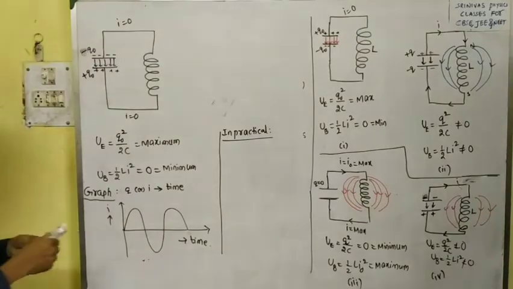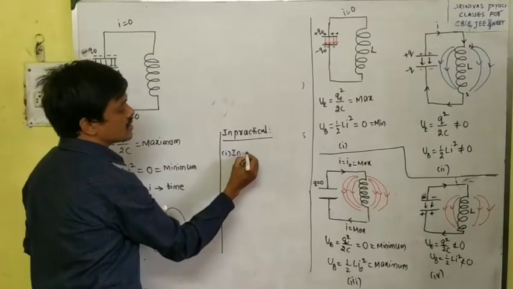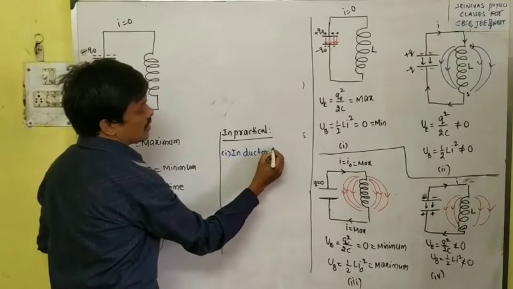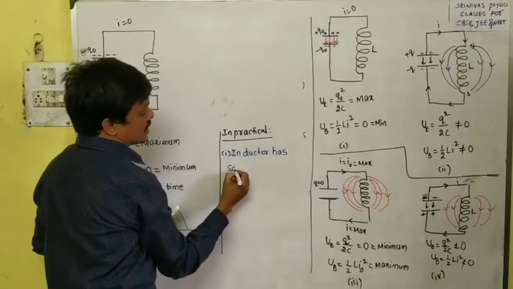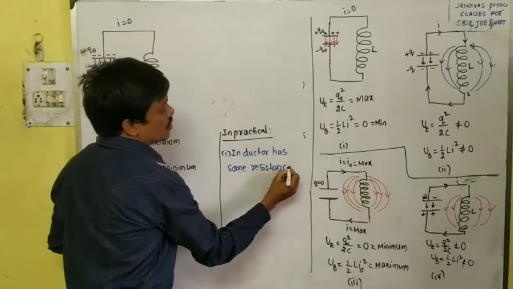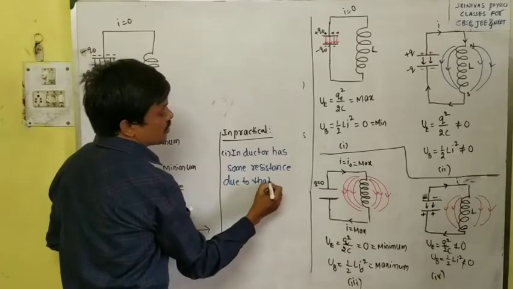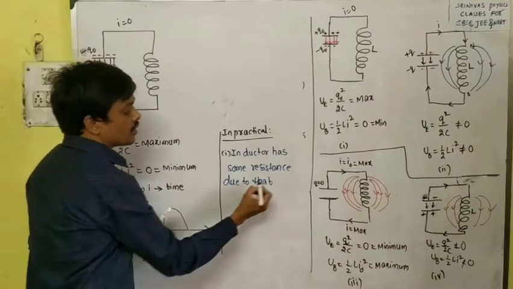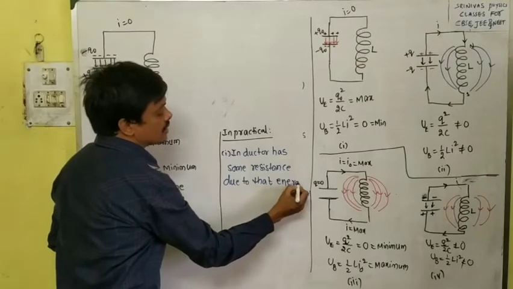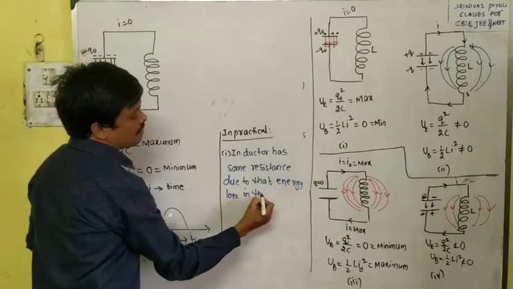Okay, why is energy not constant? Because every inductor has some resistance. Due to that, conservation of energy is not possible. Due to that, energy is lost in the form of heat.